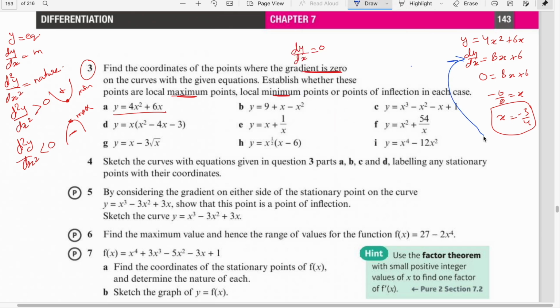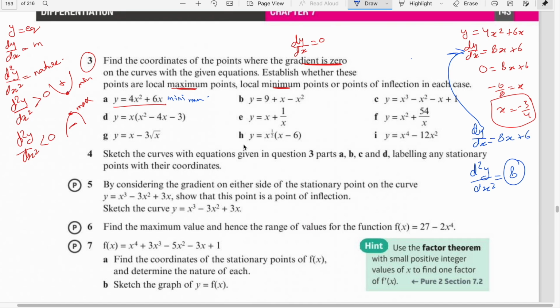Using this derivative again, dy by dx is equal to 8x plus 6, and d square y over dx square gives me 8 only. So in this case, I know that the double derivative is greater than 0, which is positive, which means it is a local minimum. Let's try another question.